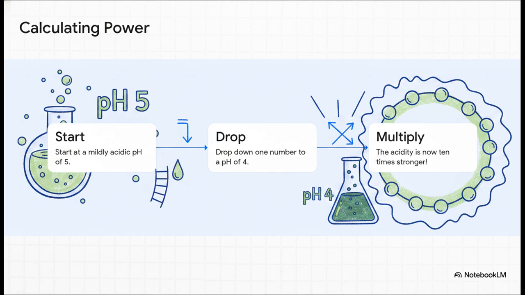So, the crucial point is understanding this logic step by step. Step 1, let's say we have a mildly acidic liquid starting at a pH of 5. Step 2, we drop down just one single number on the scale to a pH of 4. Now, step 3, you haven't just gotten a tiny bit more acidic. The acidity is now 10 times stronger. It multiplied. One tiny step on that number line equals a giant leap in actual chemical power.